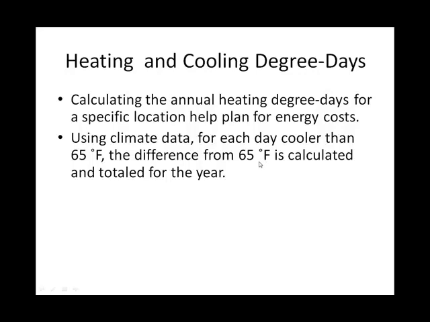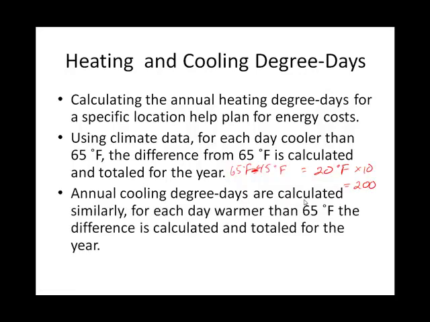So just randomly, let's say that we were at a particular location that was running 45 degrees Fahrenheit historically. The difference between 65 degrees Fahrenheit and 45 degrees Fahrenheit is 20 degrees Fahrenheit. And let's say it was like that for 10 days. If we take that times 10, you have now built up 200 units, so 200 heating degree days for that location. Now that's only 10 days' worth, and you would have to do that throughout the year. So the higher the heating degree days for a particular location, the more you have to run your heater.